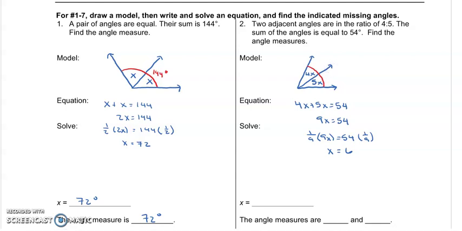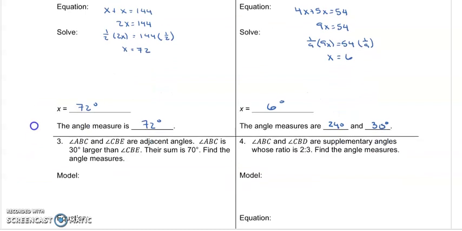And I notice that got erased. So let's go back and fill that in. All right, so x equals 6. So I can fill that in here. x equals 6 degrees. And then my two missing angles. Well, to find this one, I need to multiply x by 4. So that would be 24 degrees. And for this one, I need to multiply it by 5. So 5 times 6 would give me 30 degrees. All right, let's look at the next one.